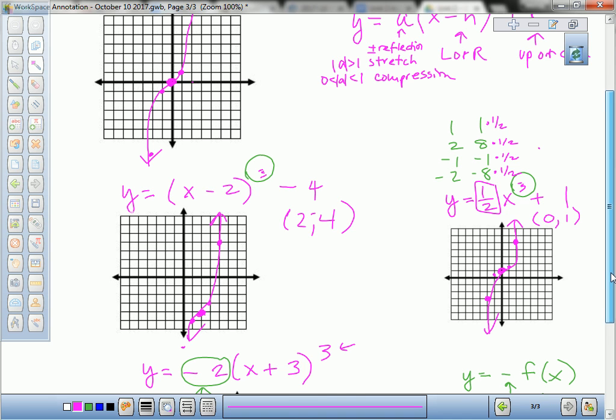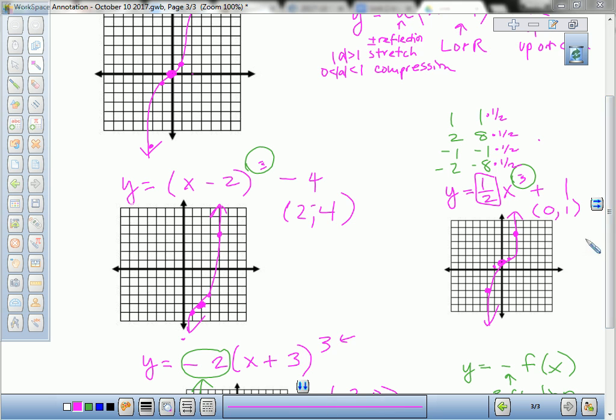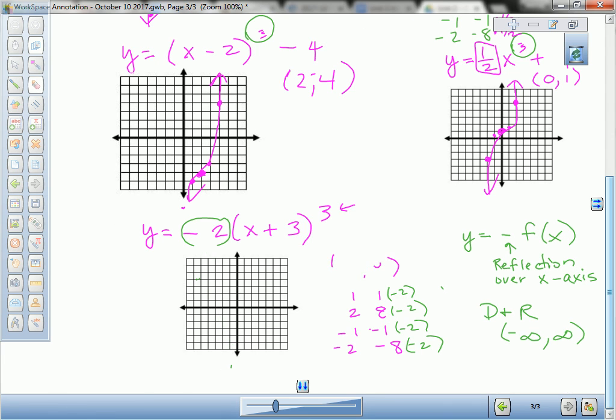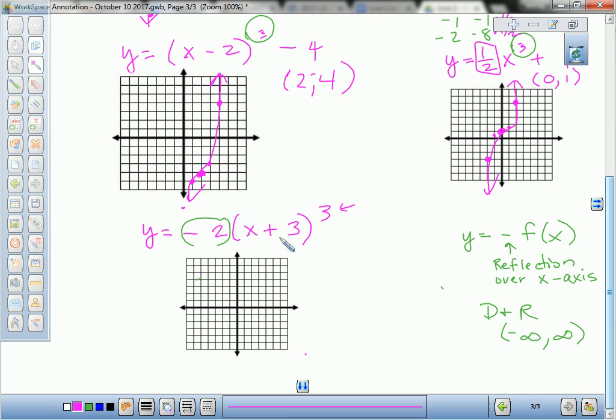All right, so looks like I forgot to erase my work on the next one. We could just talk about it then. Let's talk about what happened here. Nah, let's do it. Yeah, it helps you to see things happen. All right. So when we look at this one, where does it translate to? Where does it start? The opposite of this, -3, 0. That's where I'm starting, -3, 0.